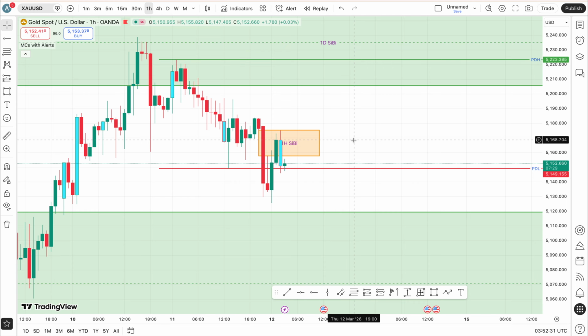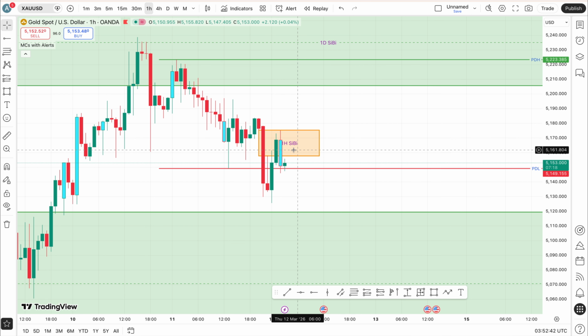And as you know, SiBi stands for Sell-Side Imbalance, Buy-Side Inefficiency. A SiBi occurs when price moves aggressively downward, leaving an imbalance where sellers dominated the market, and trading activity was limited during this move. These zones often act like short-term resistance because when price revisits them, sellers may step back into the market. Right now, the 1-hour SiBi is effectively capping the upside and pushing price lower, which explains the current downward pressure. It pushed the market down to the PDL and it took the PDL out.